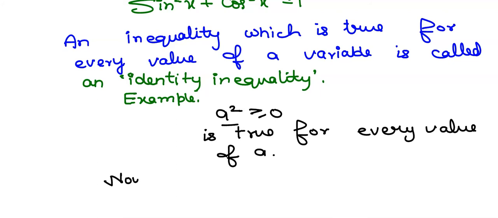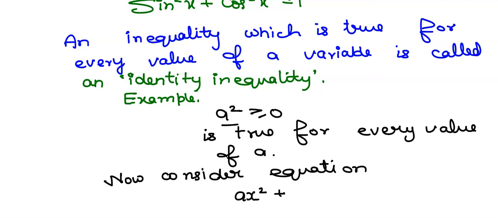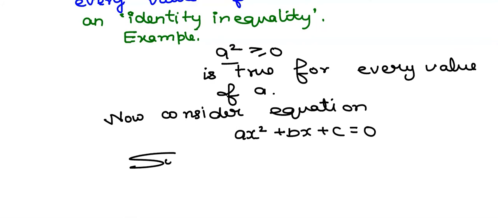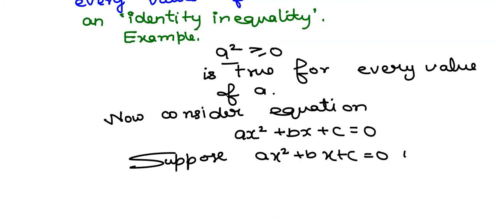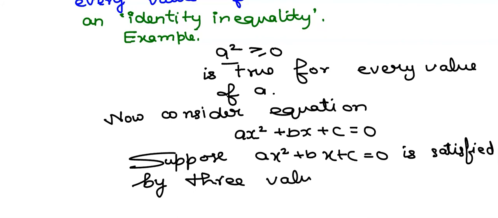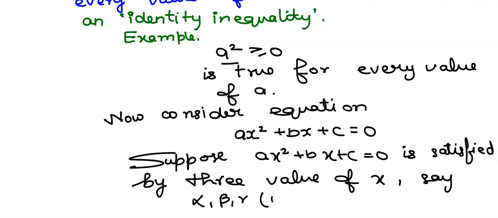Now consider the equation ax square plus bx plus c equal to 0. Suppose ax square plus bx plus c equal to 0 is satisfied by 3 values of x, मान लेते हैं अल्फा, बीटा, गामा, ये 3 वैल्यूज के लिए सेटिस्फाइड है। ध्यान रखें वेयर अल्फा इज नॉट इक्वल टू बीटा इज नॉट इक्वल टू गामा.